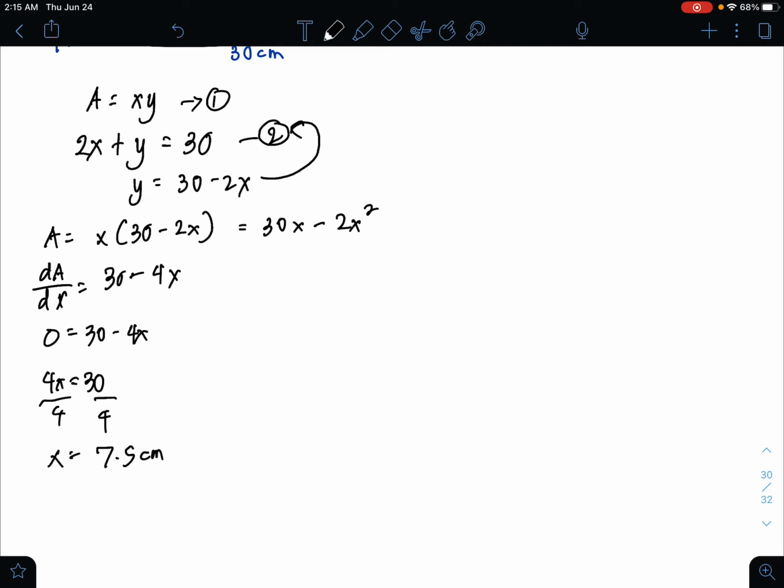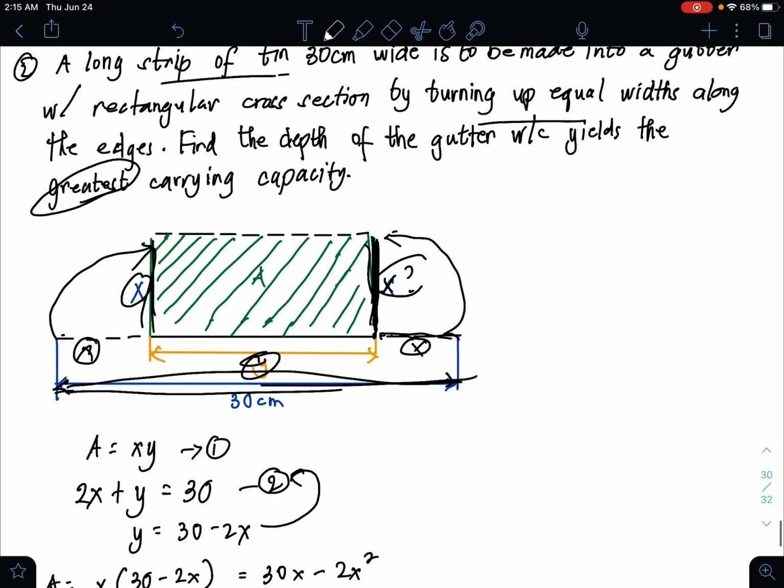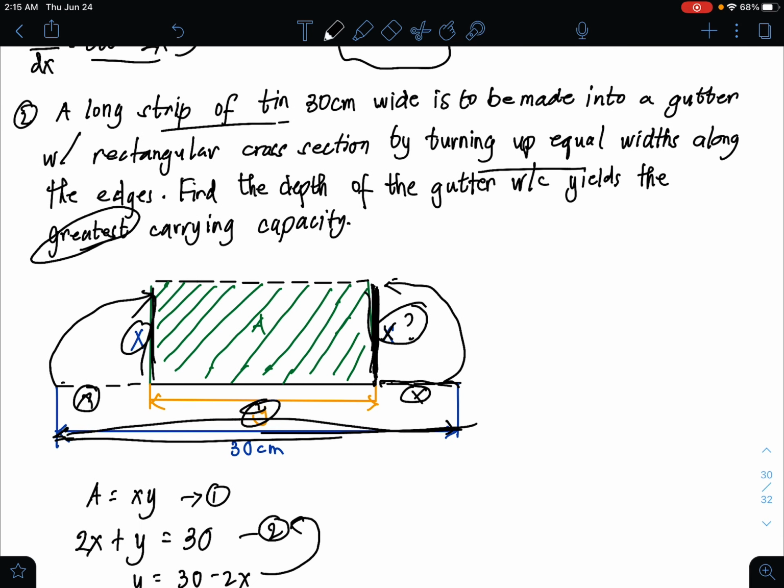Let's use the calculator to be sure. Okay. So therefore that's your final answer, 7.5. Since what we were looking for is x, which is the depth of the gutter.